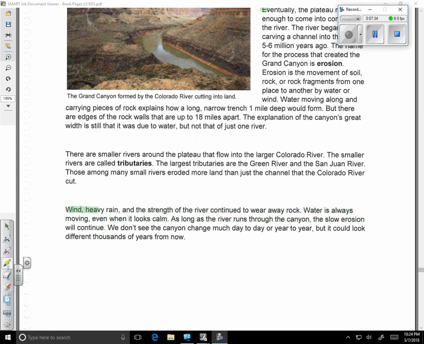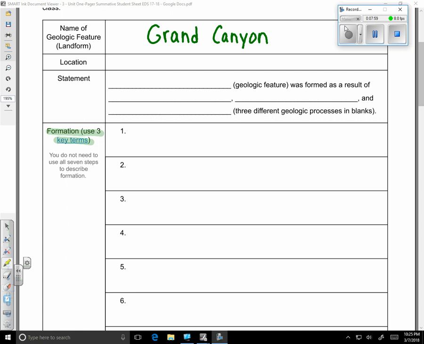Wind, heavy rain, and the strength of the river continue to wear away rock. Water is always moving, even when it looks calm. As long as the river runs through the canyon, the slow erosion will continue. We don't see the canyon change much day to day or year to year, but it could look different thousands of years from now. So the section that we are filling out again is how it was formed, or what are the steps in how the Grand Canyon was made.